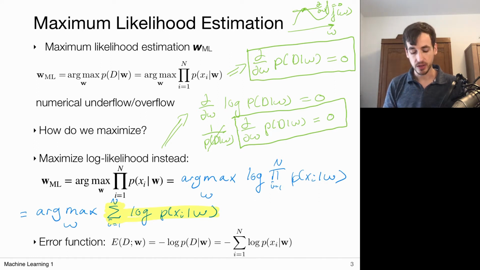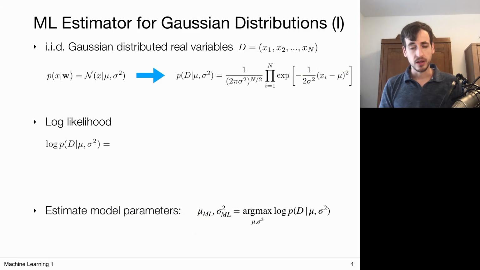Now, a final remark to be made here. Typically, we consider the minimization of error functions rather than the maximization of some criterion. So the corresponding error function that we want to minimize would then, of course, be the negative log likelihood. So optimizing or maximizing the log likelihood corresponds to minimizing the negative log likelihood. Okay, so let's do this. Let's compute the log likelihood.